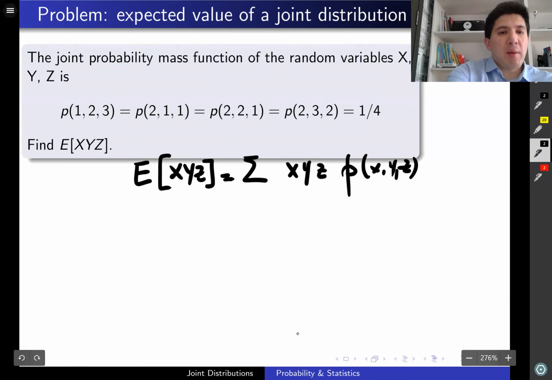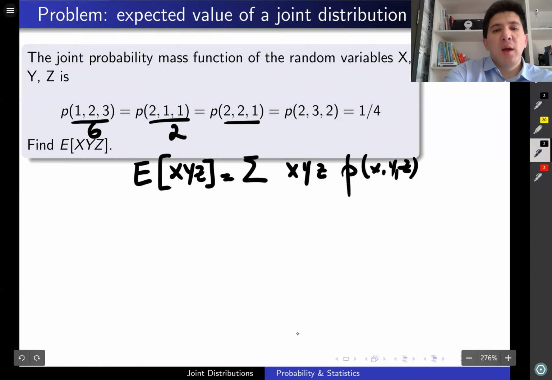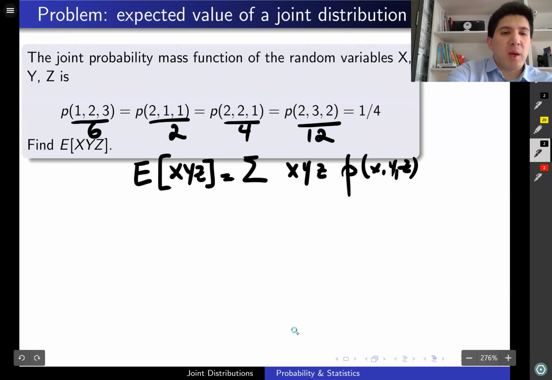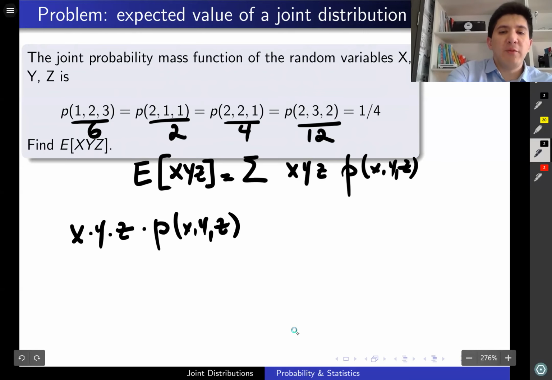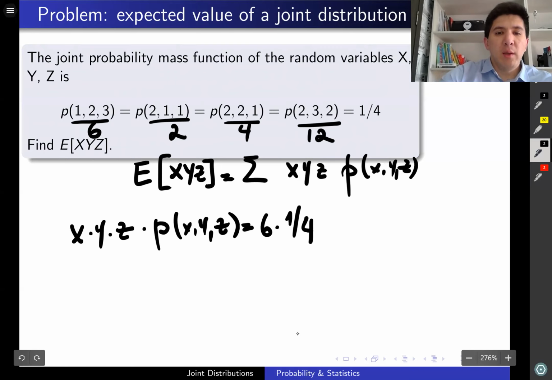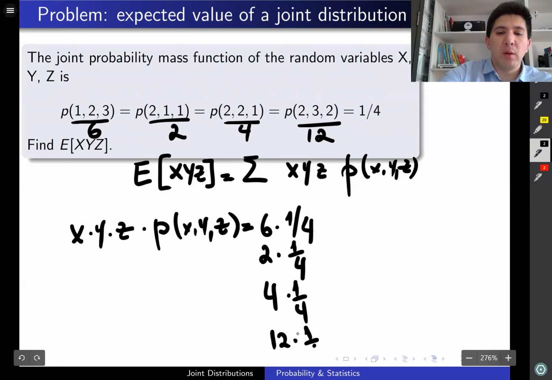Okay. So I'm going to basically find the multiplication of the three numbers, which is going to be equal to 6, then 2, then 4, then 12. Then I'm going to multiply x times y times z times p of x, y, z. In the first case, it's going to be equal to 6 multiplied by 1 over 4, right? In the second case, it's 2 multiplied by 1 over 4. In the third case, it's 4 multiplied by 1 over 4. In the last case, it's 12 multiplied by 1 over 4.